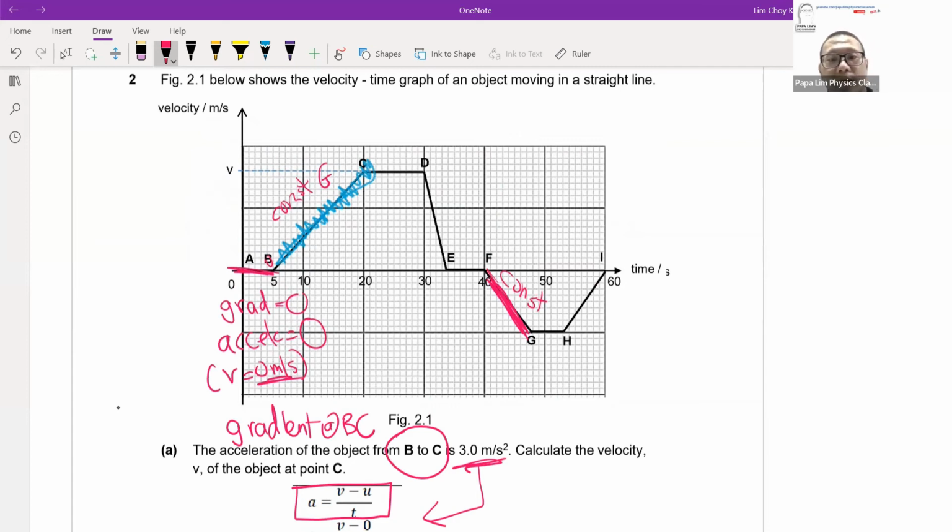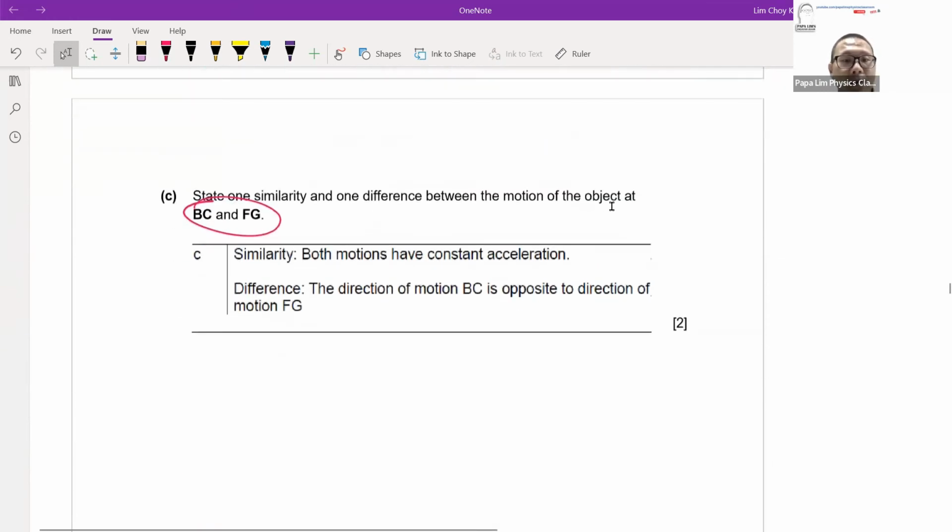But one thing about this gradient is you can take a look. The BC is what we call a positive gradient. Your EF, EG, is a negative gradient. Take note of it. It's a negative gradient. So there is slight difference between them, negative gradient and positive gradient. But the similarity between them is that they are constant. It's a fixed number. It's not changing. So that's what I mean by both are fixed value. But one is positive, one is negative.